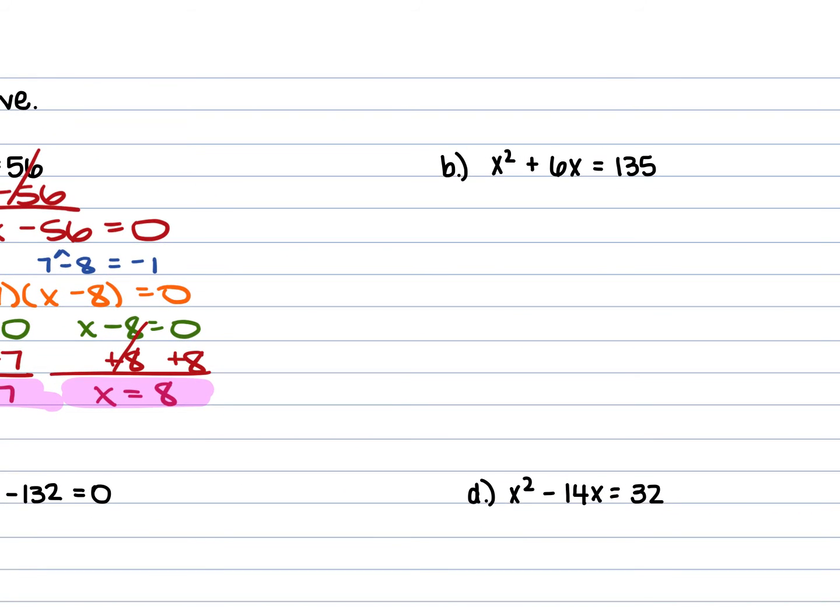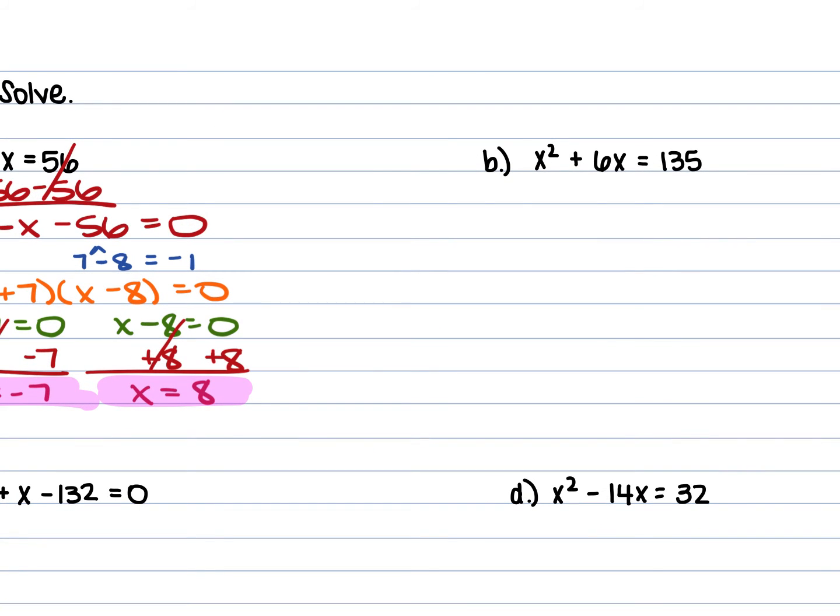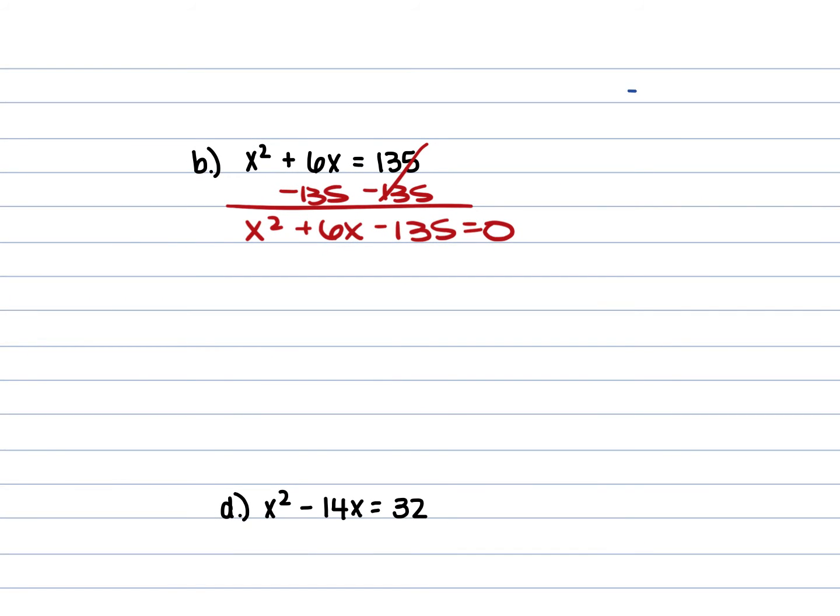For example B, we have x squared plus 6x is equal to 135. We're going to move that 135 over, so we're going to subtract it from each side. This is leaving us with x squared plus 6x minus 135 is equal to 0. We want to find the factors of 135 that add up to be 6. Off the top of my head, I don't know what those are, so I'm just going to pull this negative 135 over and find the factors of it.